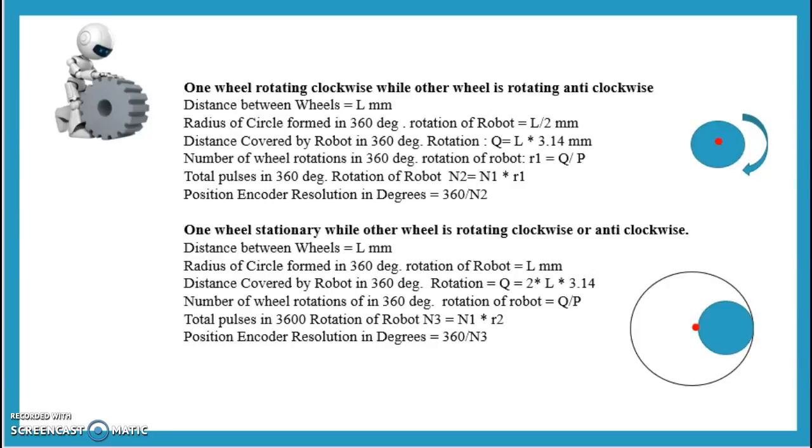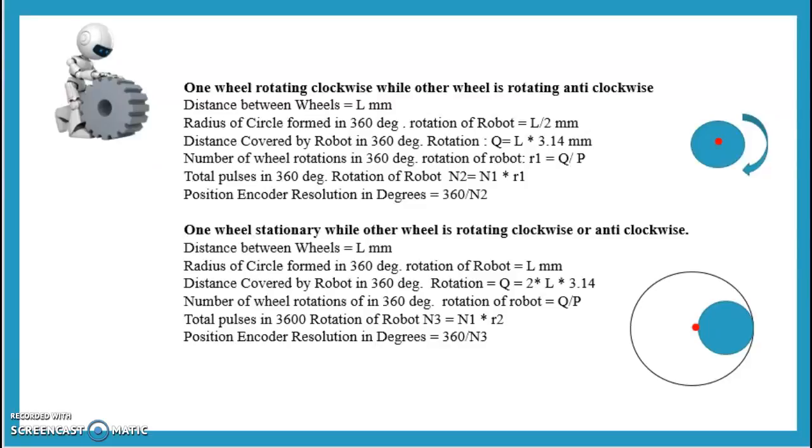Number of wheel rotations in 360-degree rotation of the robot is equal to Q by P. Then total pulses required for the 360-degree rotation of the robot is equal to N1 into R1. Then position encoder resolution in degrees is equal to 360 degrees divided by N2.